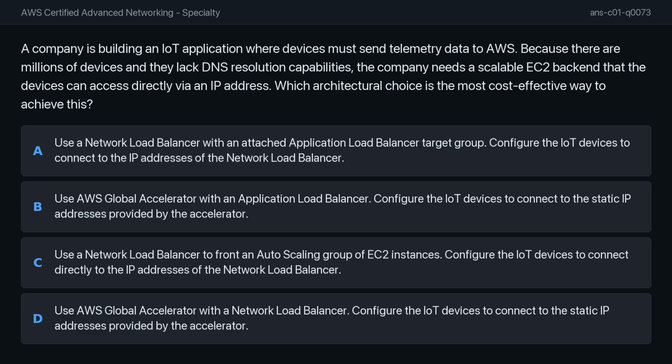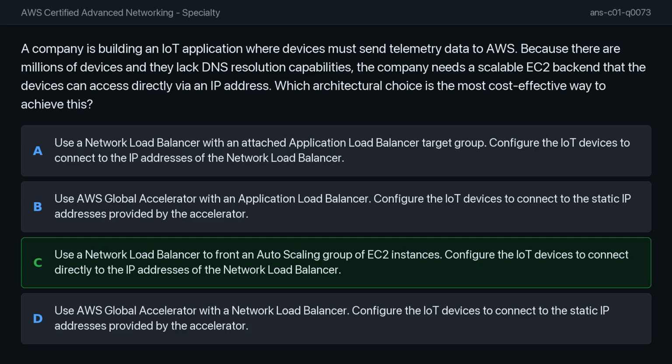At its core, this question focuses on how to expose services to clients that cannot use DNS to resolve endpoints. When building at scale with millions of devices, you must find a way to map static IP addresses to your backend infrastructure while keeping costs low and ensuring high availability. Understanding the technical differences between load balancers and global networking services in AWS is key to solving this, especially when constraints like DNS limitations are involved.